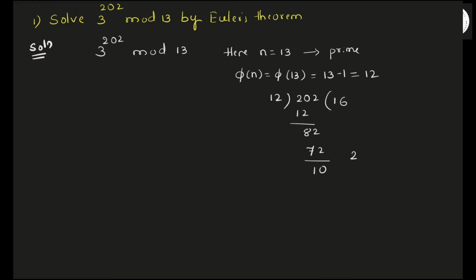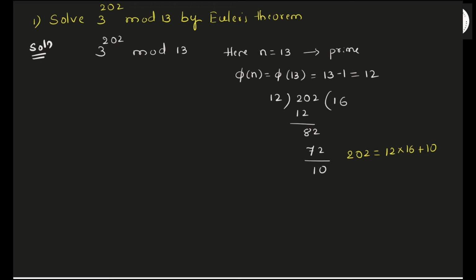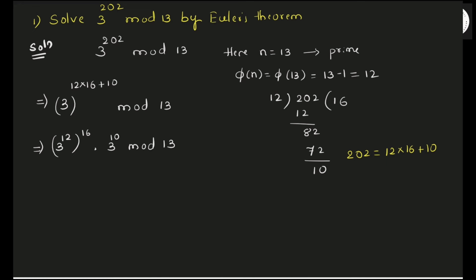How are you going to express this 202? We write it as 202 equal to 12 into 16 plus 10. This we are going to use. Now, this implies 3 to the power 202 can be expressed as 3 raised to 12 into 16 plus 10, mod 13. Again, we can write this as 3 raised to 12 to the power 16 into 3 raised to 10, mod 13. We split it up.